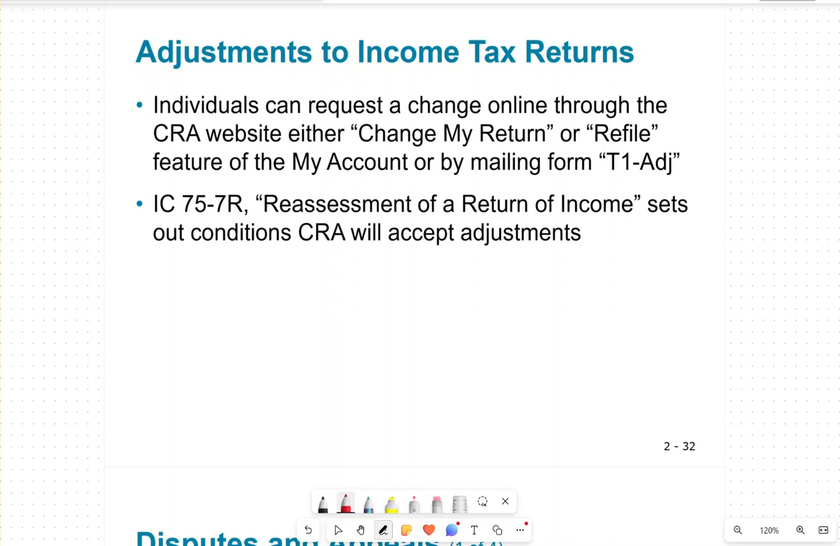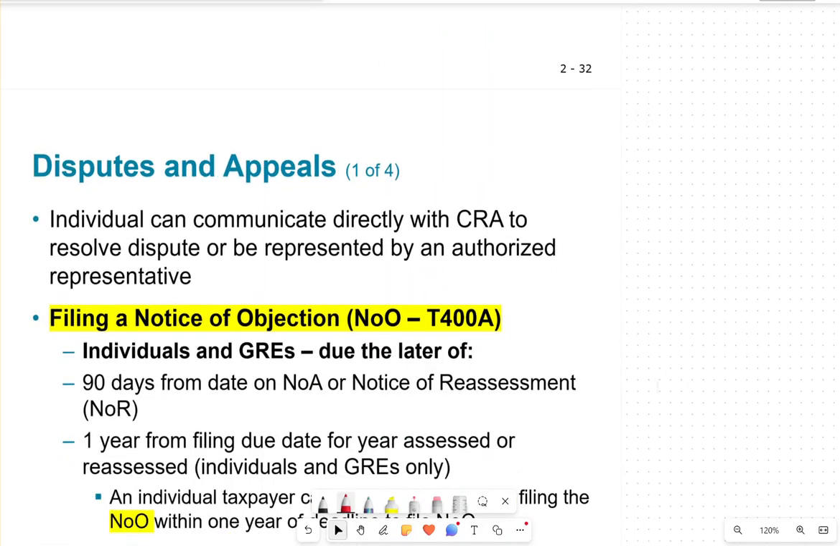Now we can make adjustments too. If you file your return early and you didn't put in all the income, the government is going to reassess you. Or you can change your return, or you can refile if you missed some information on your original return. This is called reassessment of a return of income.